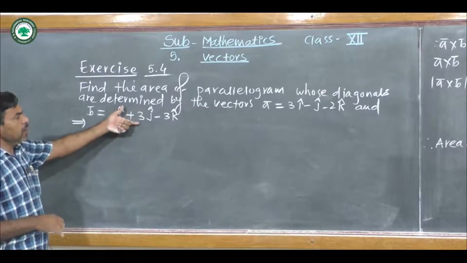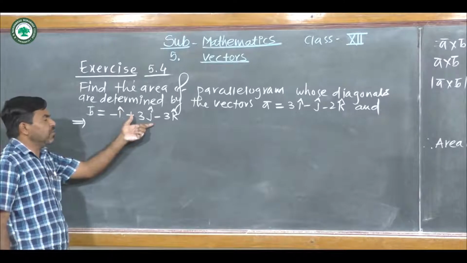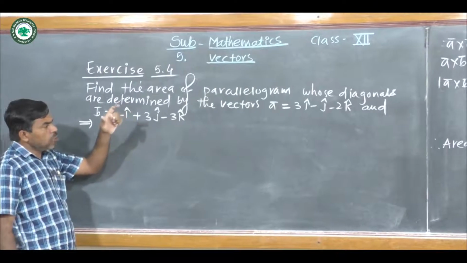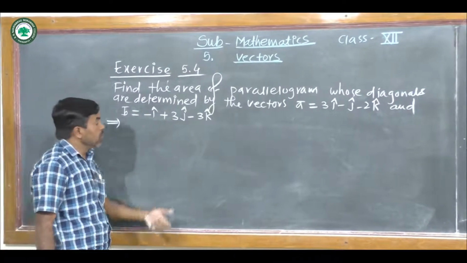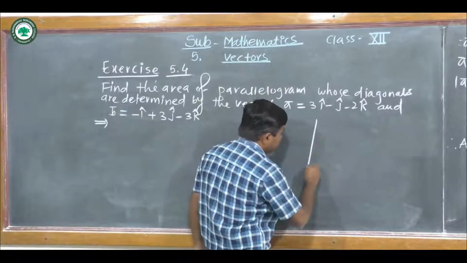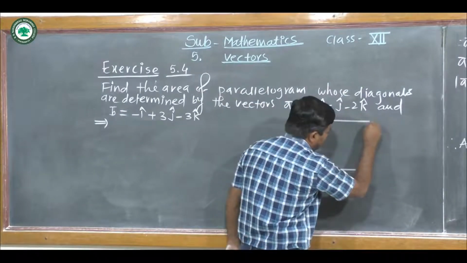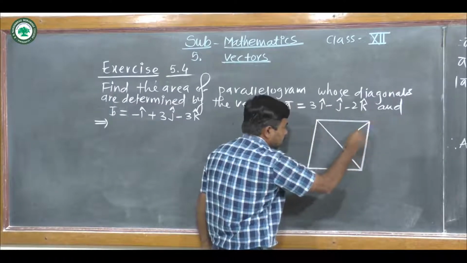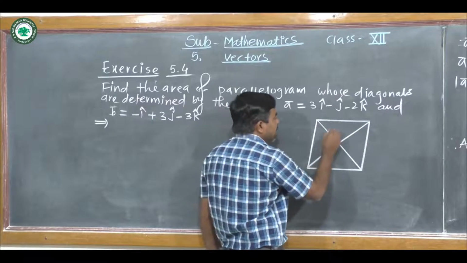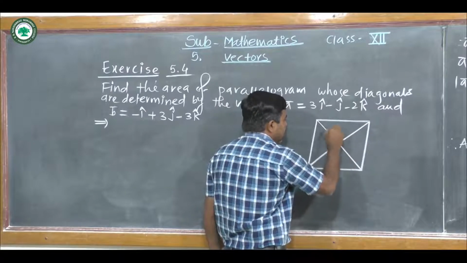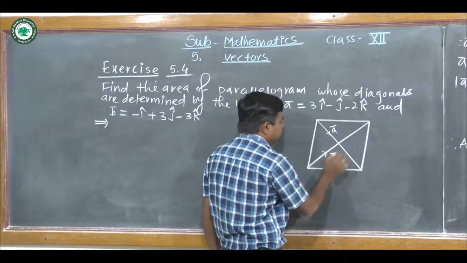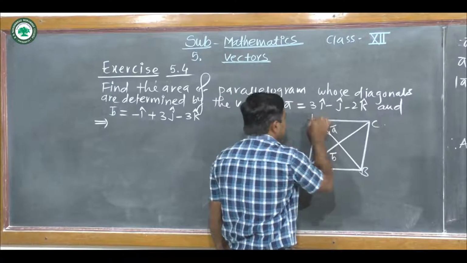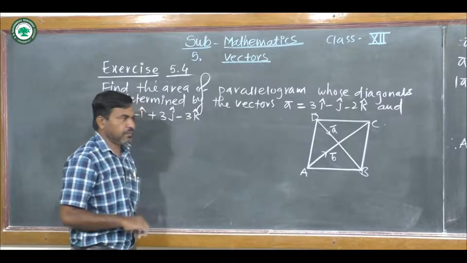Now in this example, the vectors along the two adjacent sides of a parallelogram are not given. Here the vectors along the two diagonals are given. So see, if this is the parallelogram, and these are the two diagonals. So a bar and b bar, along this diagonal, this is the vector a bar, and along this diagonal, this is the vector b bar. So now a bar and b bar are given.